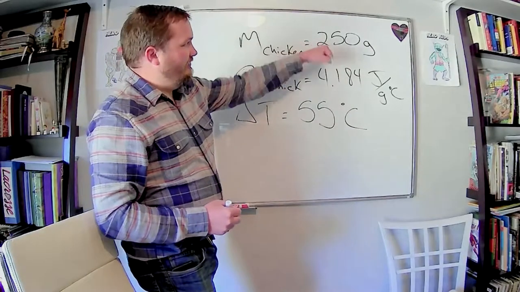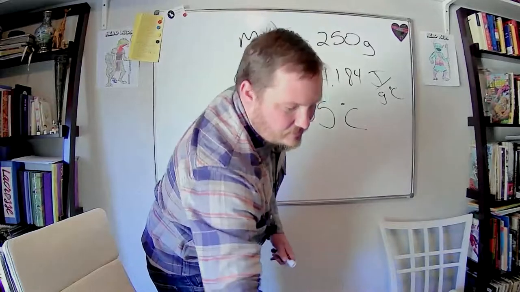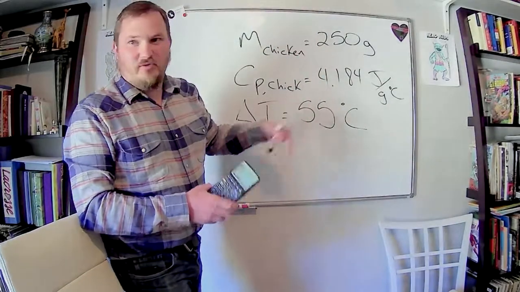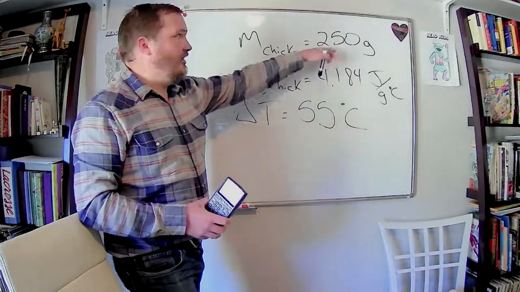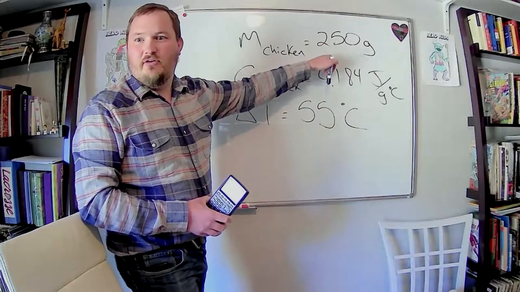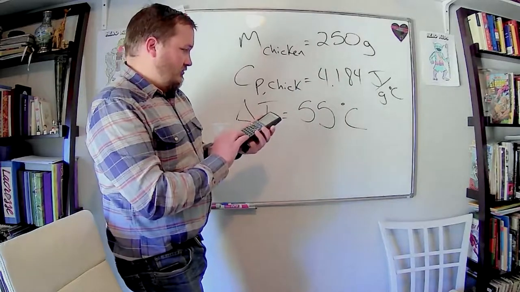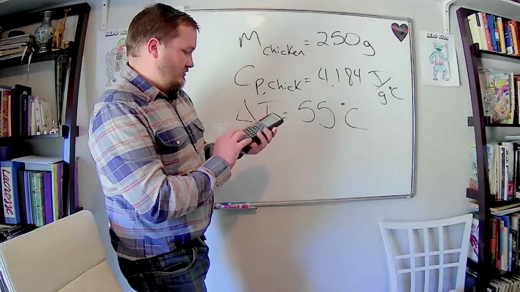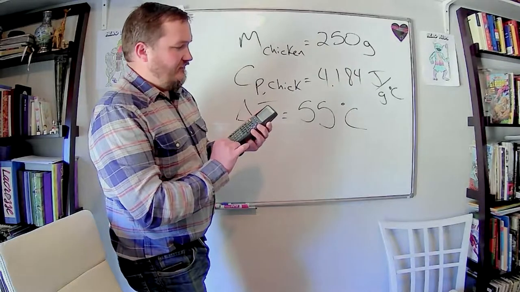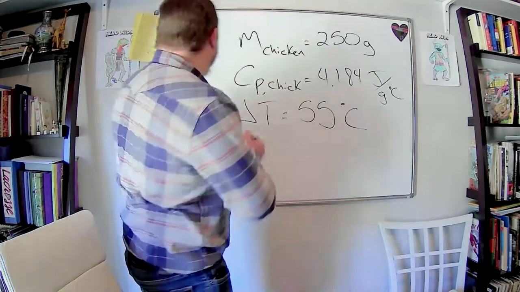55 times 250 times 4.184. And I'm not really all that worried by the fact that these numbers are way off. I just want to get really ballpark. I know I'm not off by a whole factor of 10 here. I know that chicken breast is not 2.5 kilograms or 25 grams. So times, I get 57.5 kilojoules.